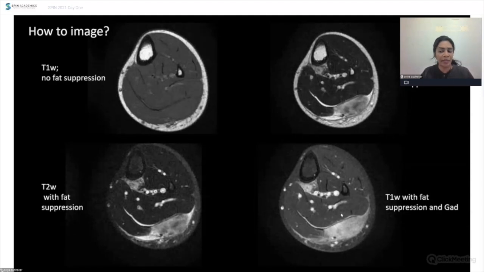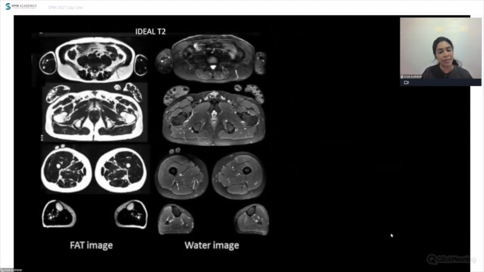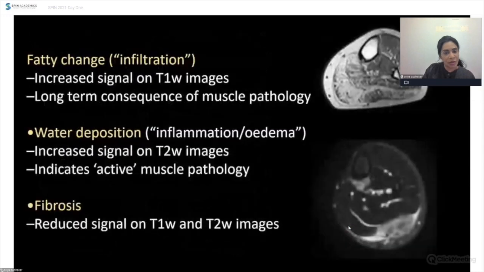In some cases, like inflammatory myositis, or when a nerve pathology is suspected, you also do the T1 with fat suppression and gadolinium. Other newer sequences include the IDEAL T2 sequence, where you get a fat image and a water image. Most of the centers now who can afford the time and the protocol are doing whole body imaging. Whole body pediatric imaging for muscle MRI is very much in the book.